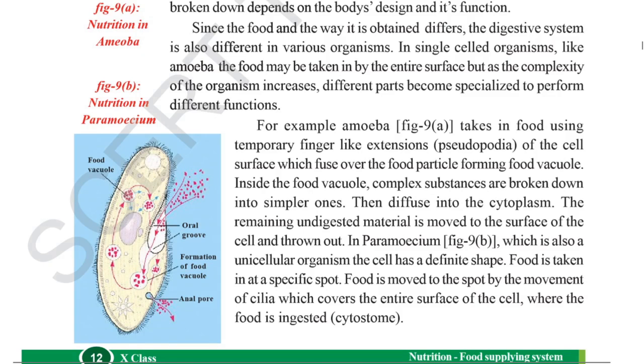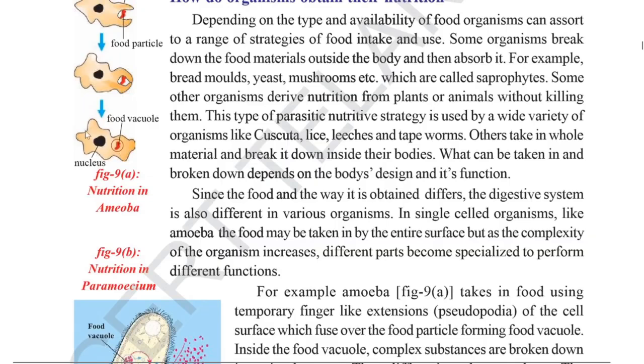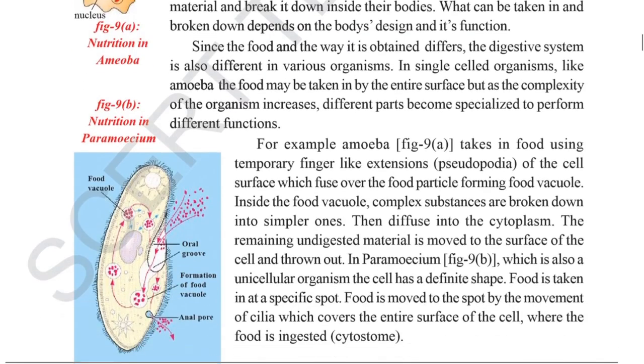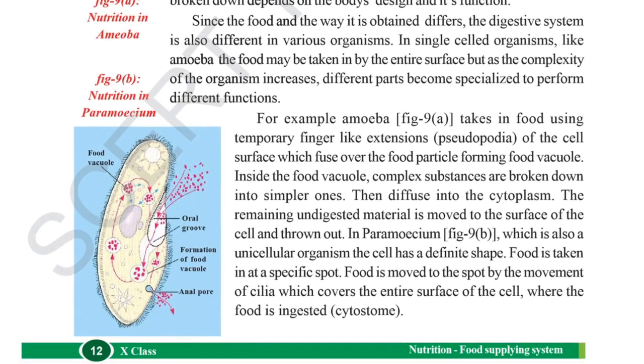and it can't take from anywhere. Whereas in amoeba it can take from anywhere, from any side of its body it can take the food materials inside. But in paramecium it has an oral groove from where it will take its food materials in. So what helps to take food inside? The cilia just pass the food materials here, and it will engulf it, and after the breaking down of the food material, it also has an anal pore from where the wastage is excreted out.